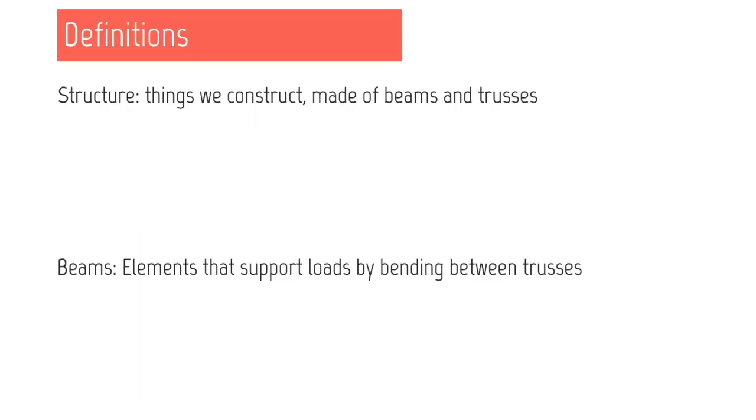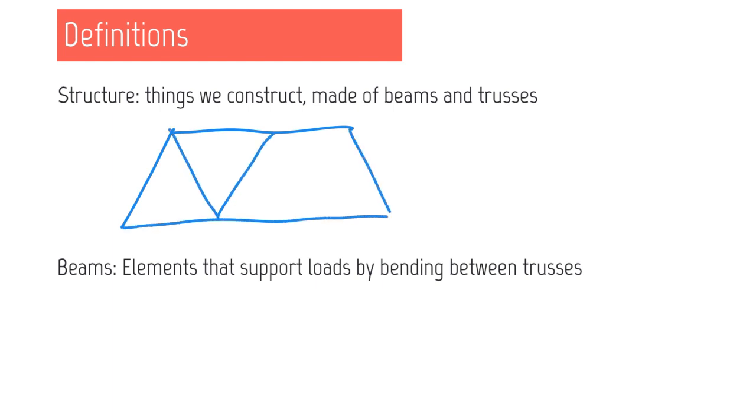So let's go over some key definitions. First of all, what is a structure? A structure is something that we construct that is made of beams and trusses. Oftentimes you'll see structures in the form of a bridge, and sometimes they'll look like this. Here's an example of a structure. Beams are elements that support load by bending between the trusses. A beam would be one of these lines right here. With a beam, we can identify the forces on that beam to see if it will bend plastically or stretch elastically, kind of like what we did in the material segment.